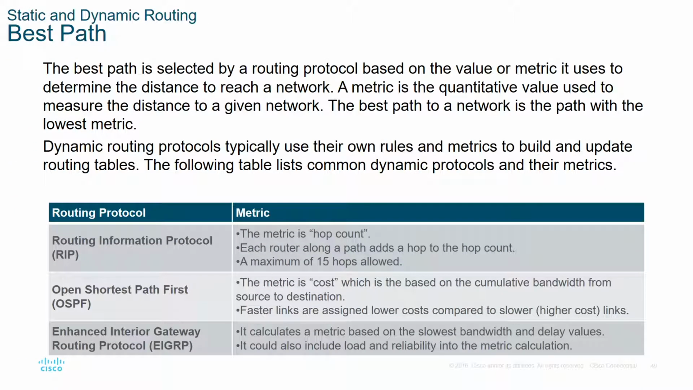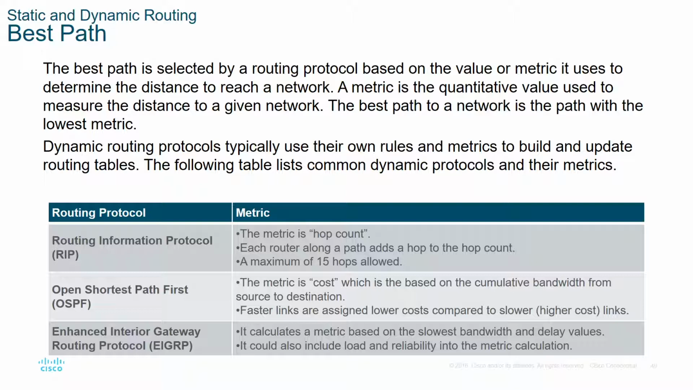Best path. The best path is selected by a routing protocol based on the value or metric it uses to determine the distance to reach the network. A metric is the quantitative value used to measure the distance to a given network. The best path to the network is the path with the lowest metric. Dynamic routing protocols typically use their own rules and metrics to build and update routing tables. The following table lists common dynamic routing protocols and their metrics.